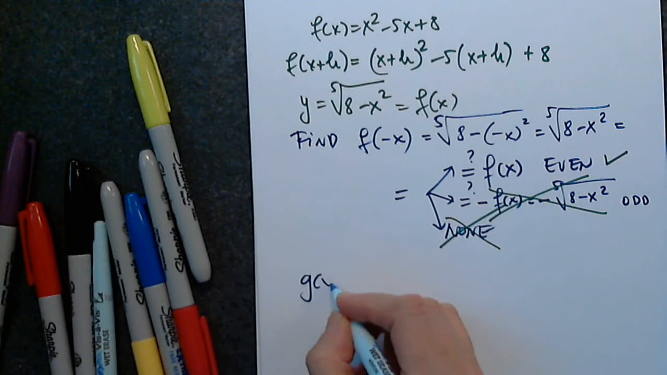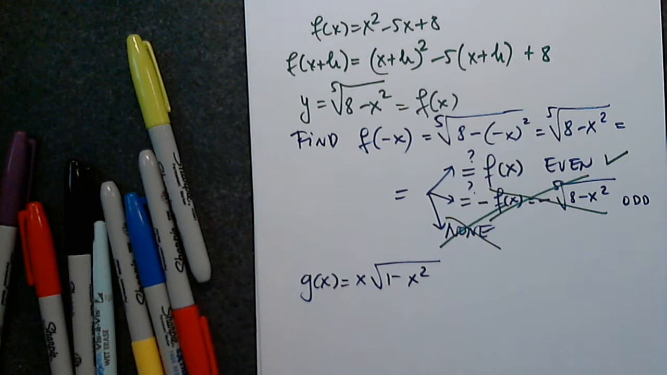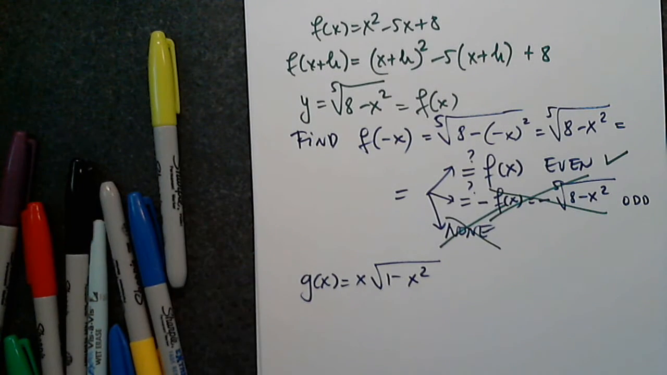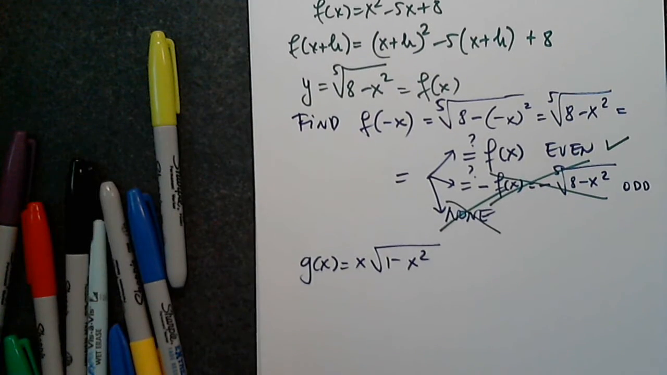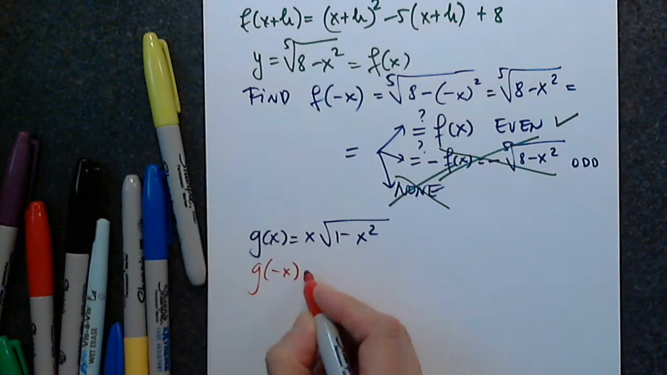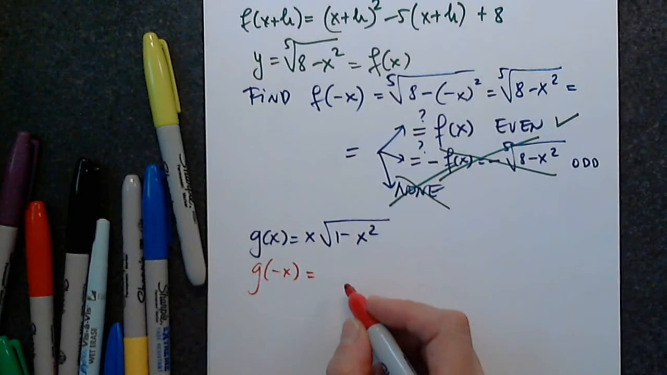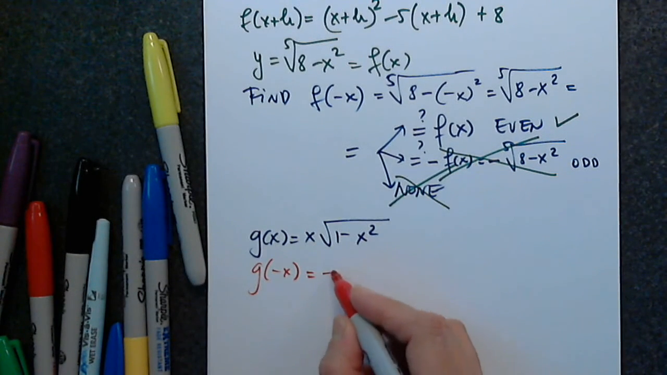Let's say I have g of x, which is x times the square root of 1 minus x squared. Let's say this function is given to us. We're asked to determine whether it's symmetric, which means, in other words, if it's odd, even, or none of the above. What do I have to calculate first? Perfect. So let's calculate g of negative x. And what do I write? Negative x. Perfect.